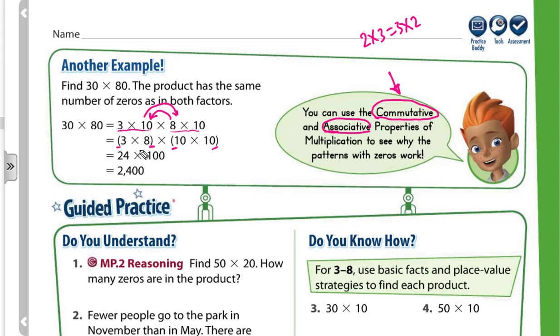So 3 multiplied by 8 is 24. And of course 10 multiplied by 10 equals 100. Okay. And now the last step, when you multiply 24 by 100, you just multiply 24 times 1, which is 24, and add 2 extra zeros. And I have here 2 zeros, so I will write the 2 zeros. It will be 2400.